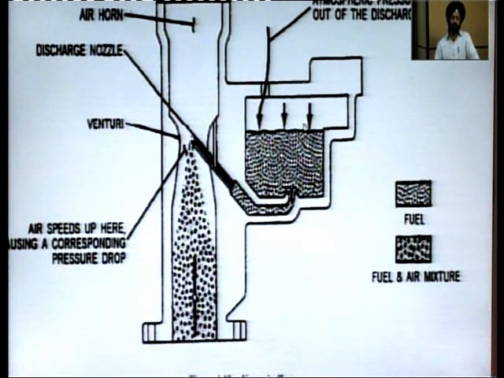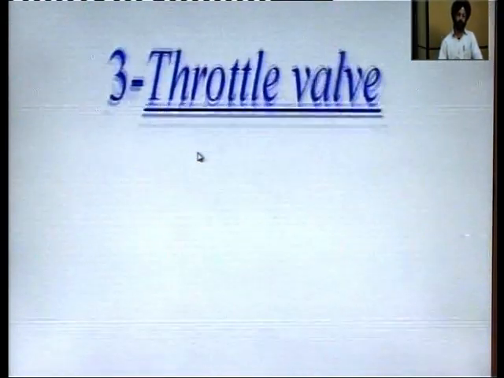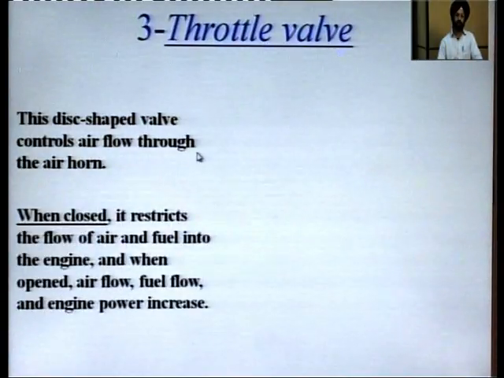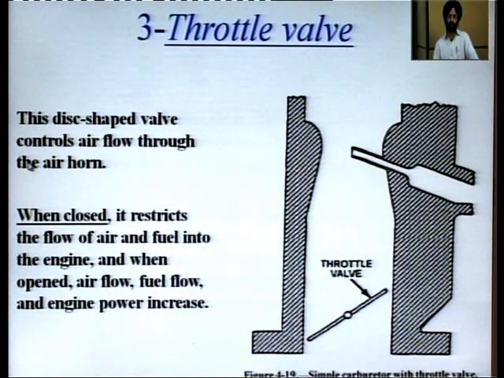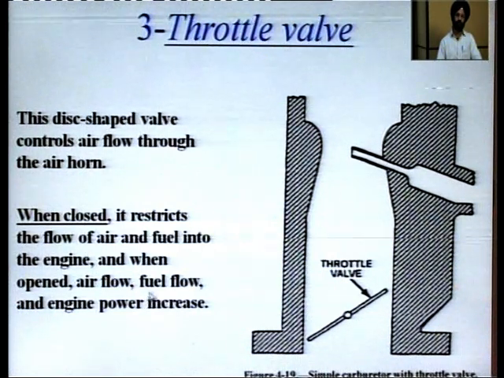So, what we are doing is the liquid fuel flows from the float chamber due to the depression of pressure, striking with the air. One more important thing is the throttle valve. The throttle valve is a disc shaped valve that controls the air flow through the air horn. Air horn is your choke. When the throttle valve is controlled, in this closed position, say 80%, the flow of air and fuel into the engine is restricted. When opened, the air flow, fuel flow and the engine power increase.